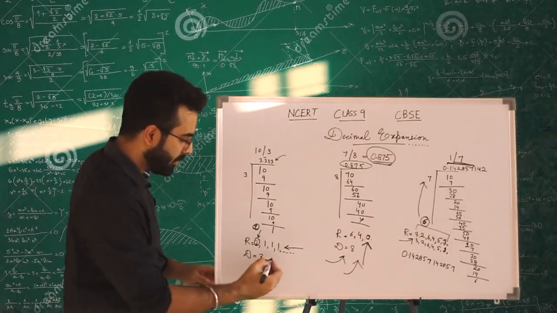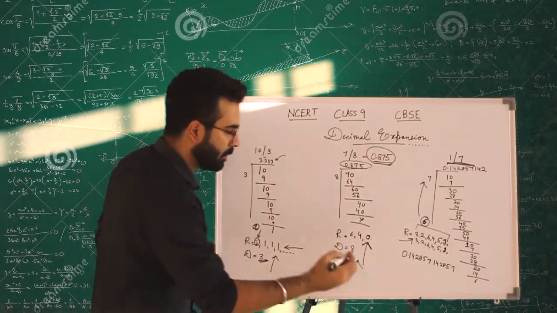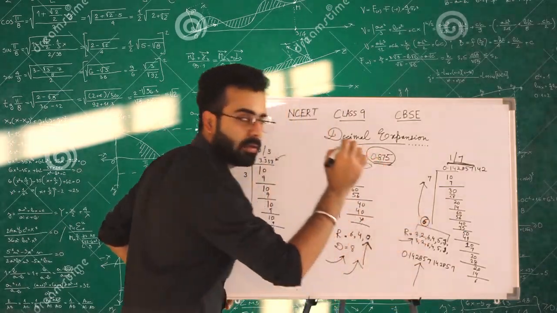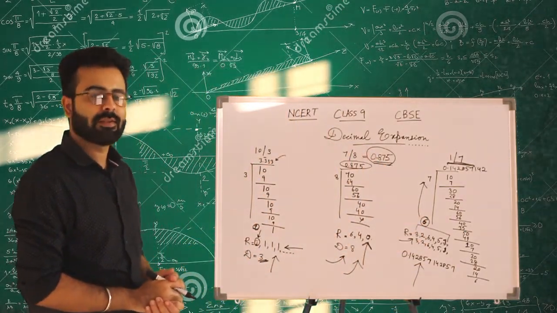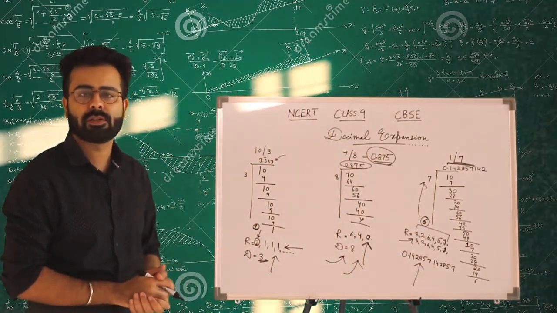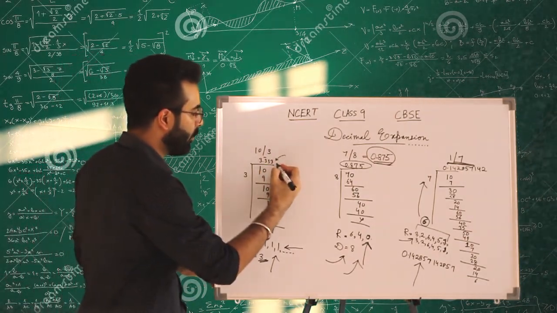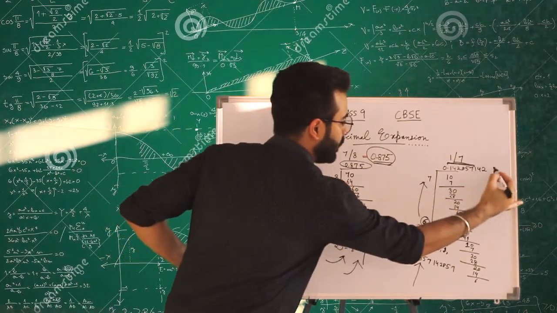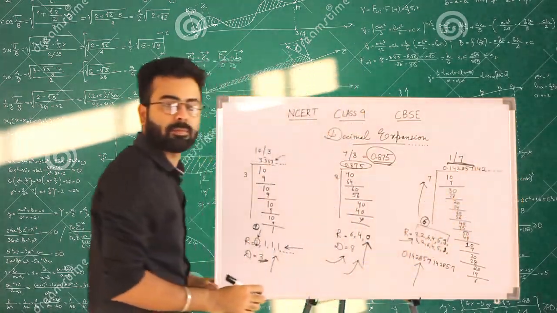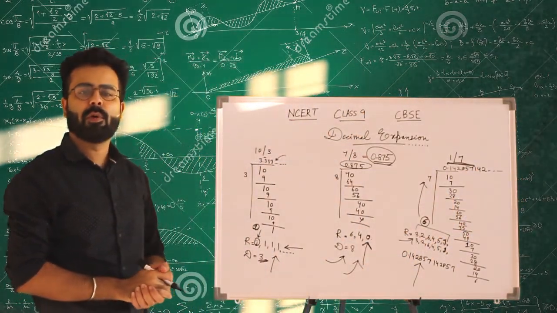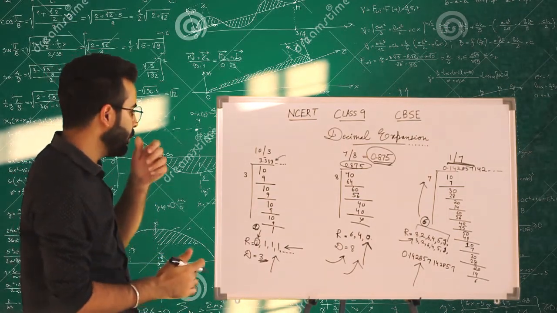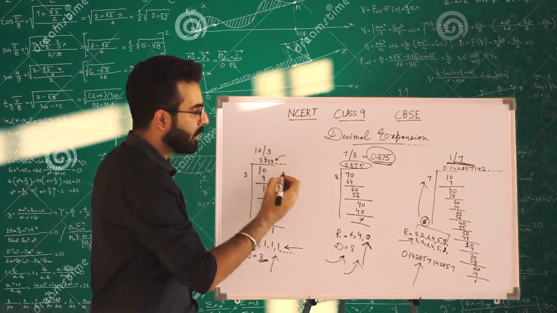For example, this case where the remainder didn't become 0, or this case where the remainder didn't become 0. In such cases, the remainders repeat after a certain stage, forcing the decimal expansion to go on forever. Now this will go on forever. This will never end. This will also go on forever. We have a repeating block of digits in the quotient.